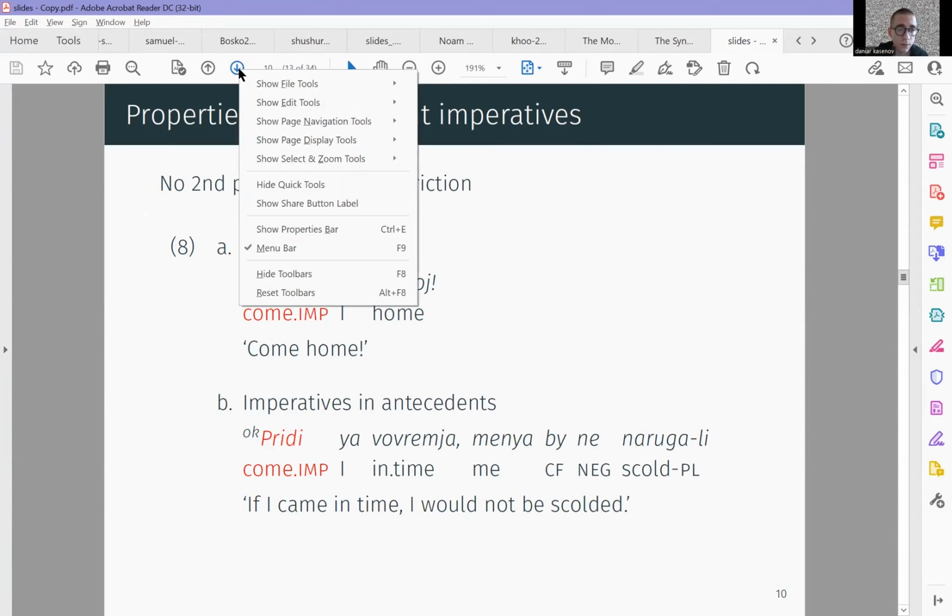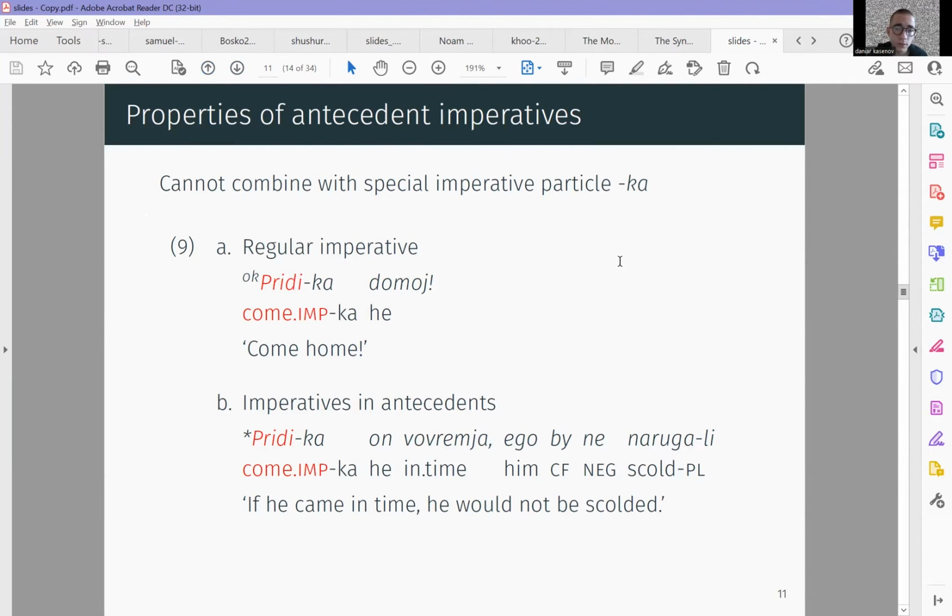Another property is that the counterfactual antecedent imperative cannot be combined with a special imperative particle ka. I will not try to give its full semantic analysis, but it conveys something resembling a spontaneous decision. Приди-ка домой, come home. Oh, I have just thought of it. I think you should come home, or something like that. Приди-ка домой with this particle ka is fine in Russian, but приди-ка он вовремя, его бы не наругали, if he came in time, he would not be scolded, with this special particle ka in an antecedent imperative, is ungrammatical. You cannot utter this in Russian, and you cannot interpret it as a Russian speaker as anything meaningful at all.